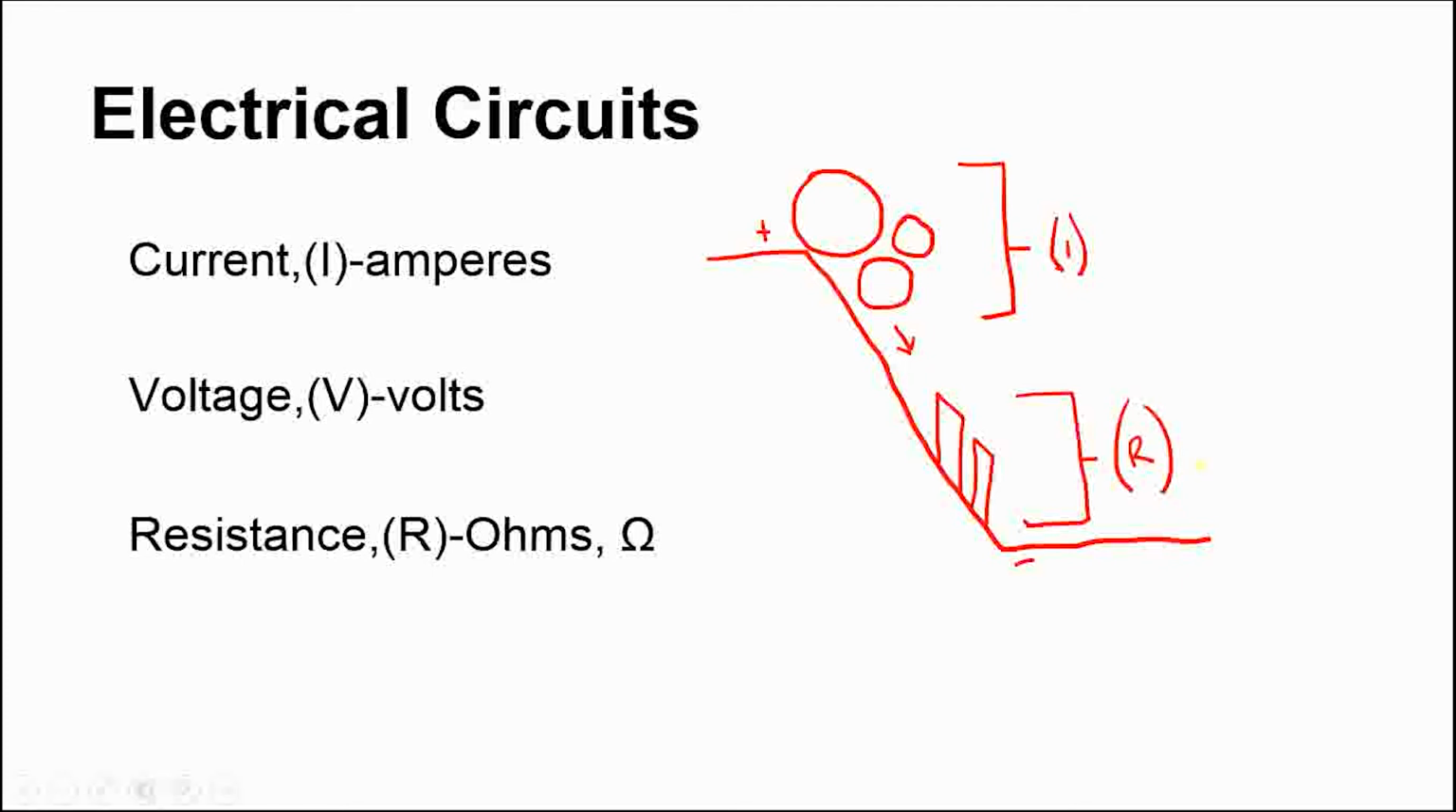All right, and then finally, you notice that at the top of the hill and all the way at the bottom of the hill, there's a difference in height. So this difference in height is analogous to the difference in potential between two points in a circuit, and the difference in potential between two points in the circuit, that is your voltage.